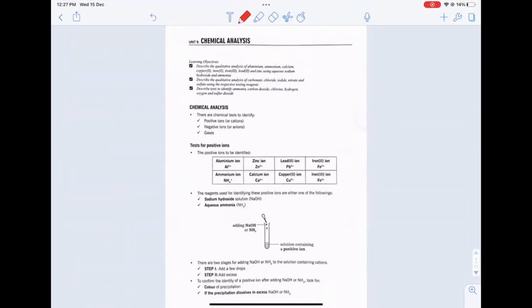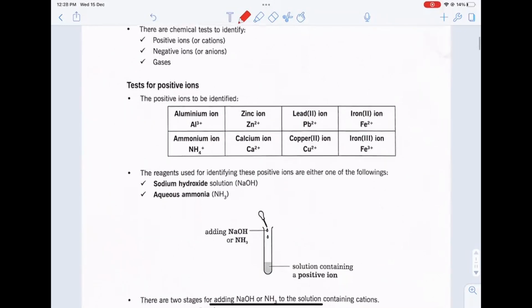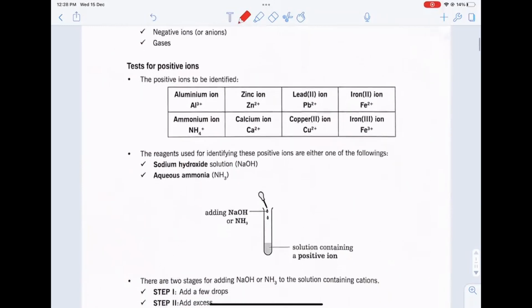Hello everyone. So today we will be going through qualitative analysis. There are chemical tests to identify cations, anions, as well as gases. This whole chapter just revolves around the 4 different tables, which are the 4 different tests. Okay, so let's start with cations first.